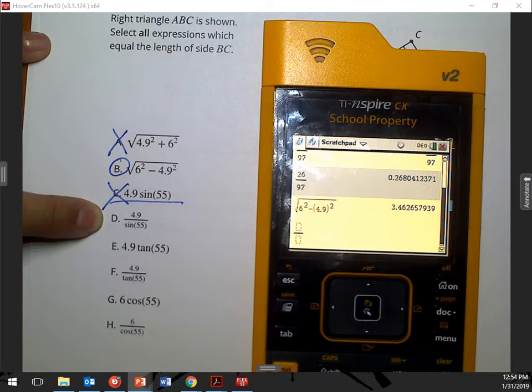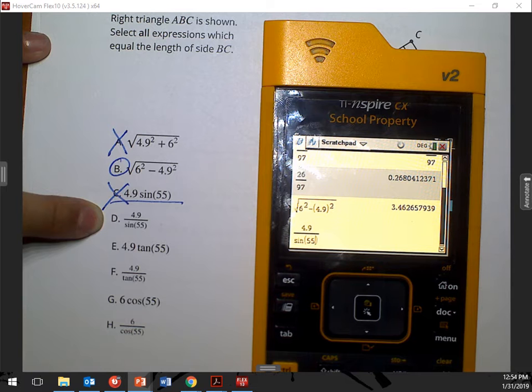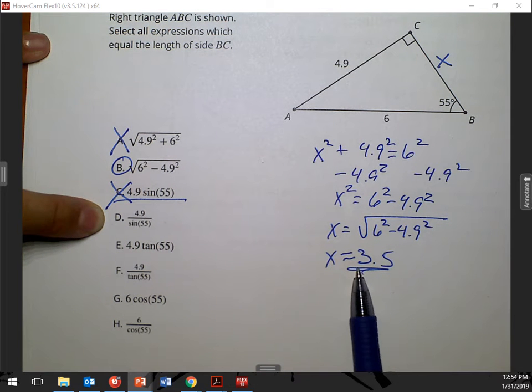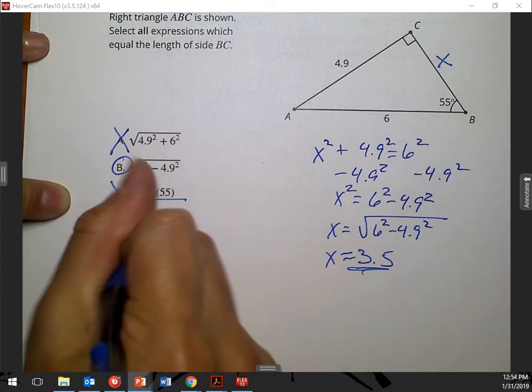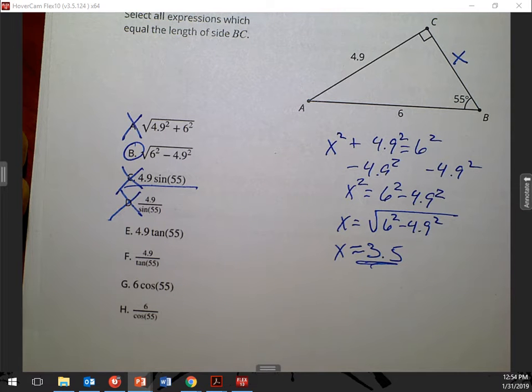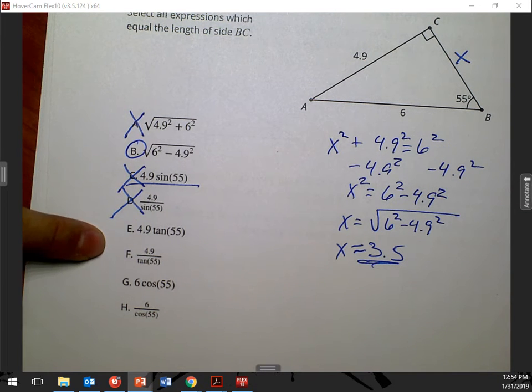The answer was 5.5. So 4.9 over sine, 5.98. It's basically 6. Is this correct? No. Does it come out to be this answer? No. If it doesn't come out to be this answer, then what do I do? Cross it out. Very good. Do the next one. They're all wrong. Except for that.